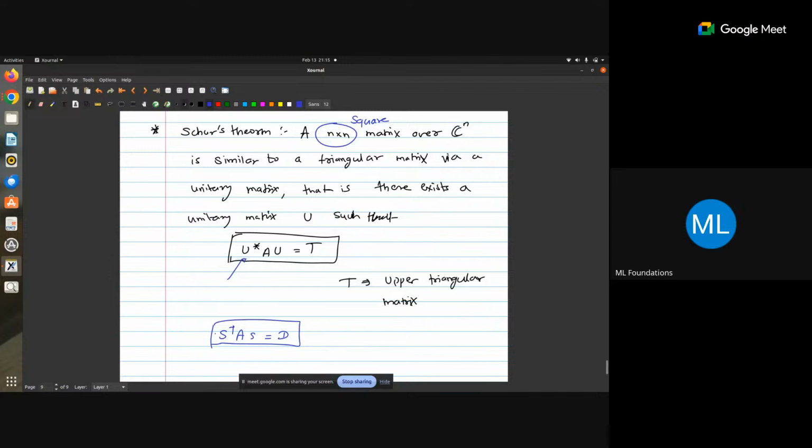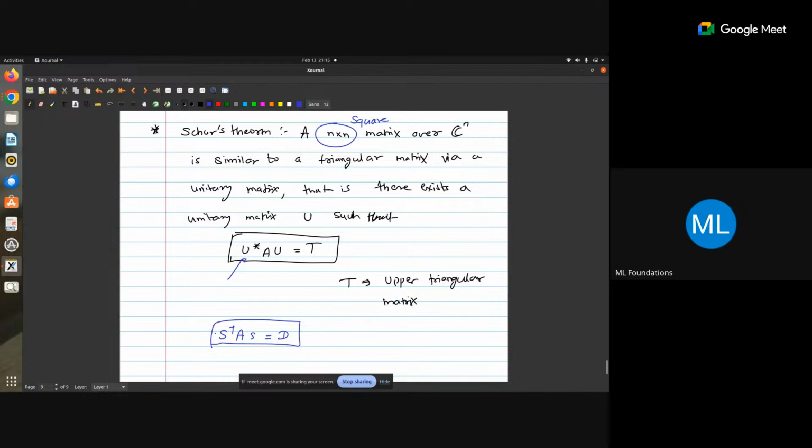S is a matrix with the eigenvectors corresponding to distinct eigenvalues, or a set of eigenvectors which are linearly independent of each other. So we have found some S such that we are able to find a diagonal matrix. Similarly, we have to find such a unitary matrix. If I use that matrix to do this calculation, I'll get an upper triangular matrix.